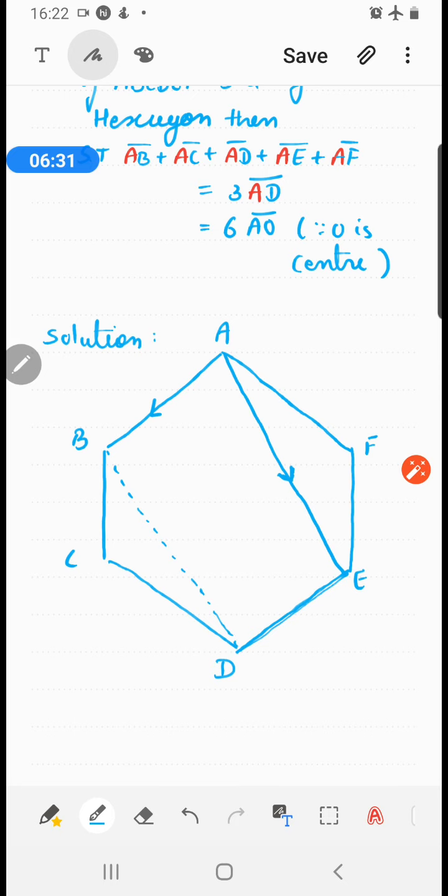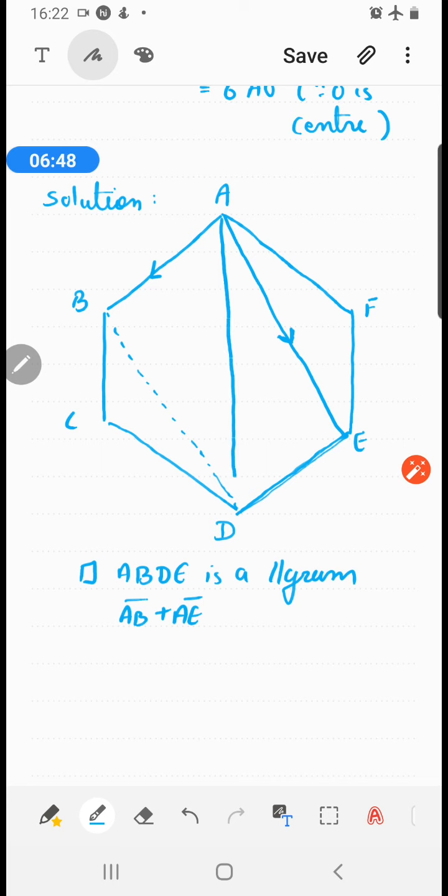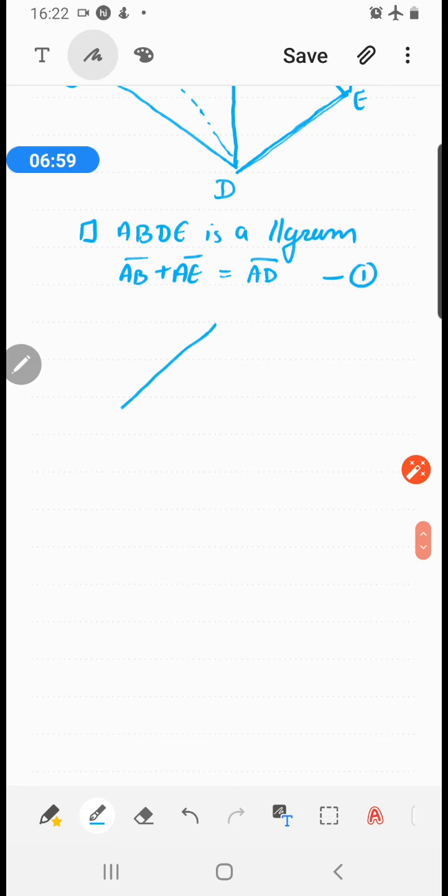So what you find here now, can I say quadrilateral ABDE is a parallelogram, where your AB bar and AE bar are the adjacent sides? And what is the diagonal here? Is it not AD? So can I say the answer to this would be AD bar. Result number 1. Likewise, let us take the second. I'm redrawing the diagram.